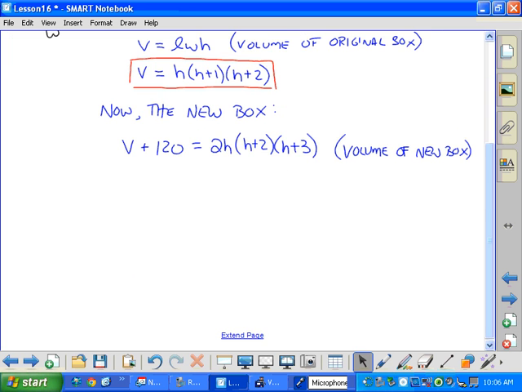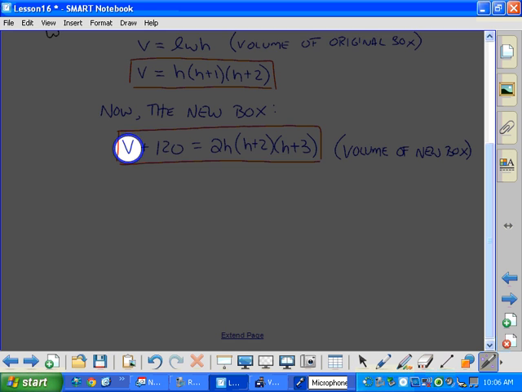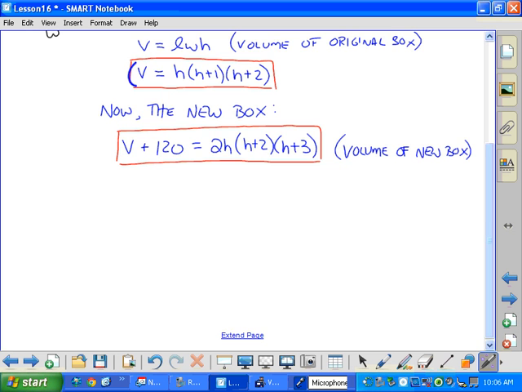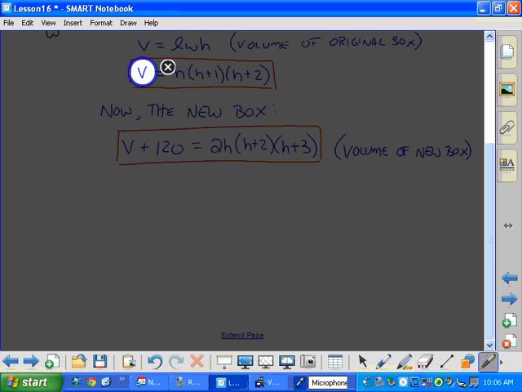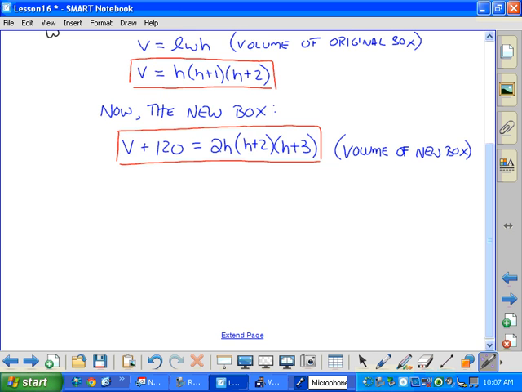All right, so when I'm looking at this question now, I have the volume of the old box and the volume of the new box. What's common to both equations? When I look at it, this equation has a V, and this equation has a V. So I'm going to do a substitution. I'm going to replace V with the original volume.